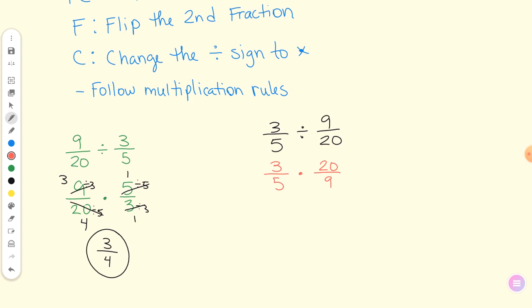Can we still cross-reduce the same as we did before? Yes. Okay, let's pretend we don't notice that. Let's pretend we don't notice it and we like to make our life a little bit harder. It's fine. We'll still get there. It'll just take us longer. Multiply straight across. Max, what's 3 times 20? 60. Haley, what's 9 times 5? 45.